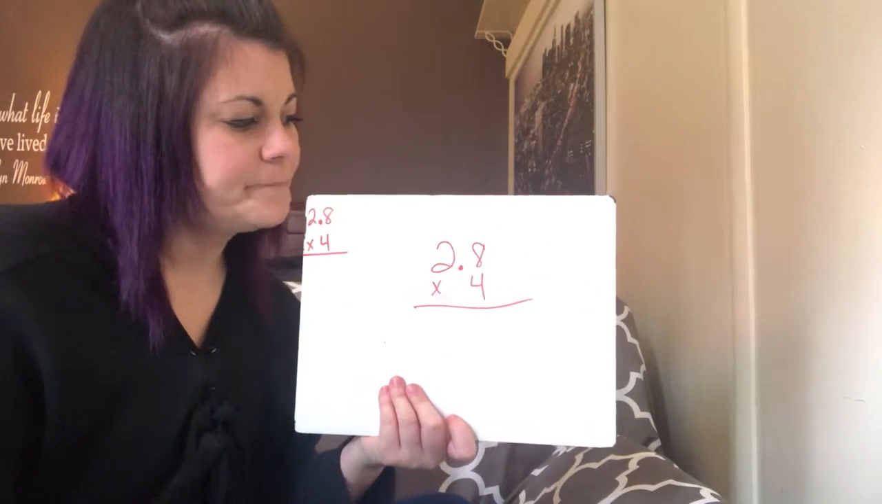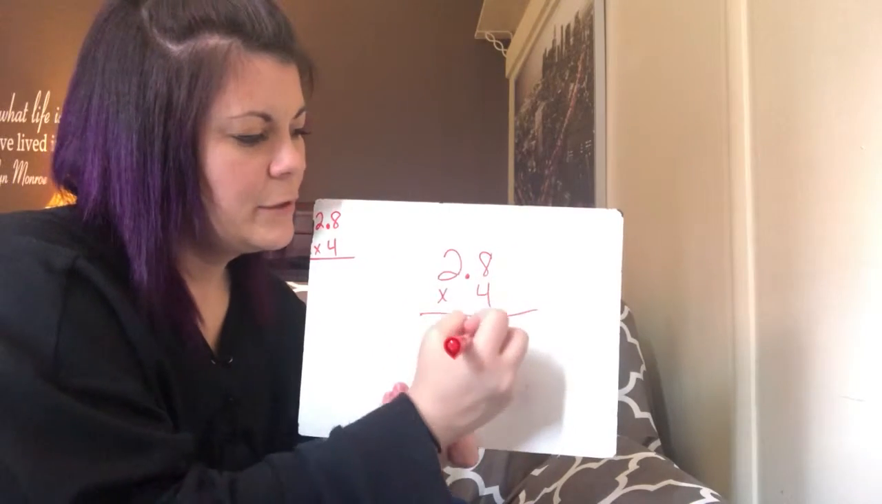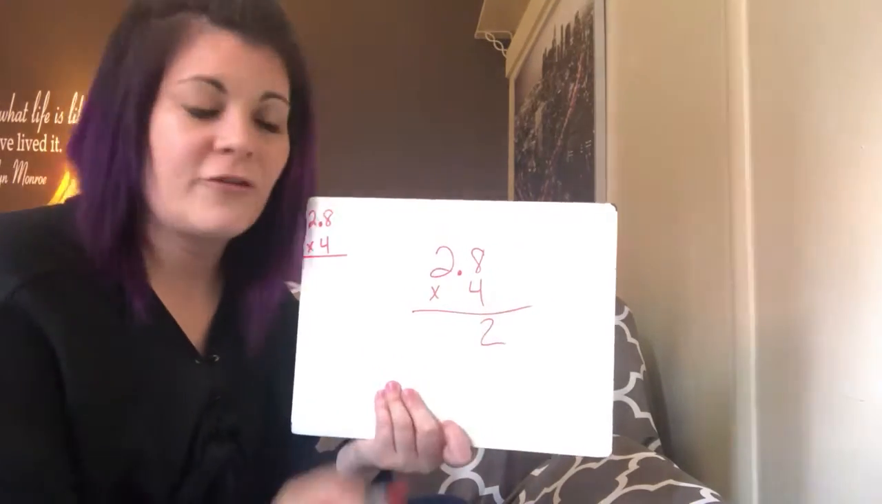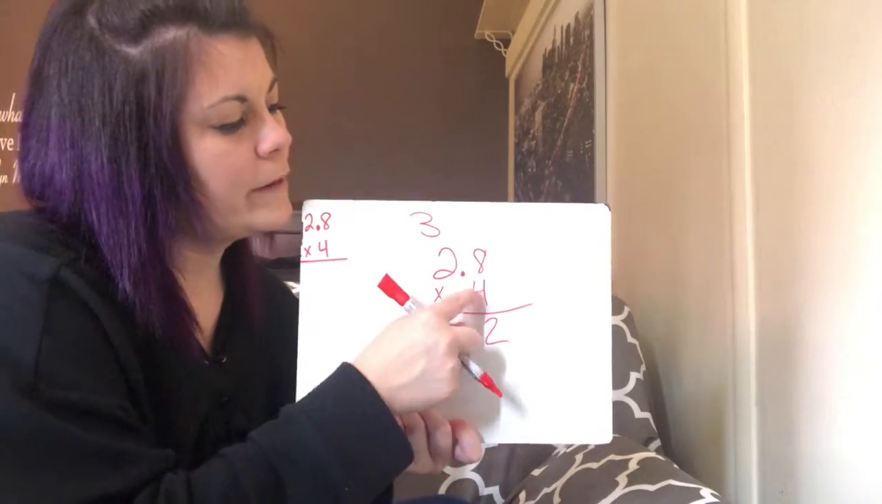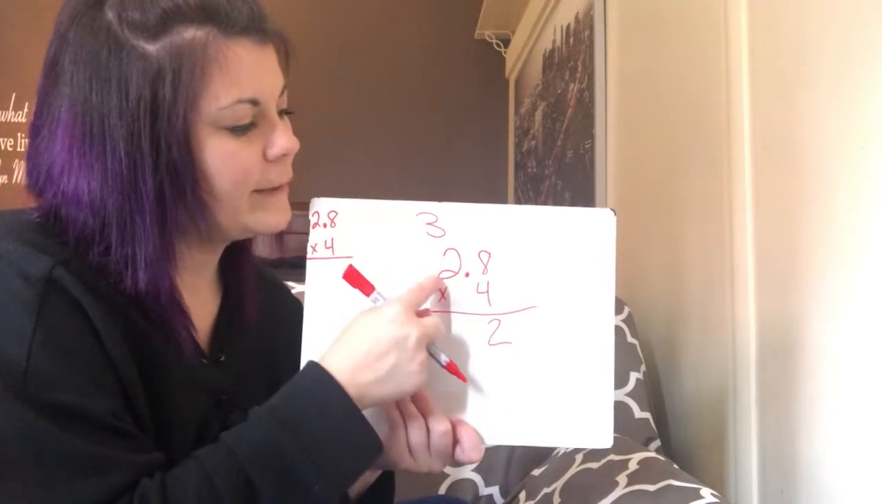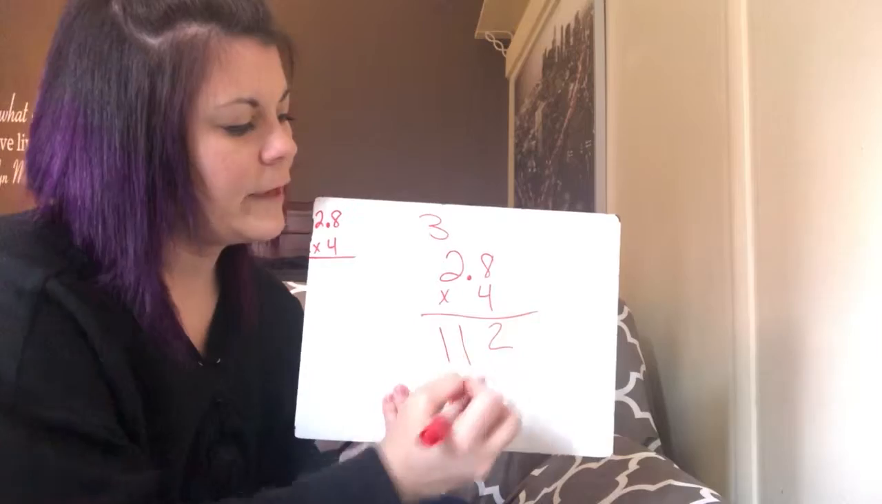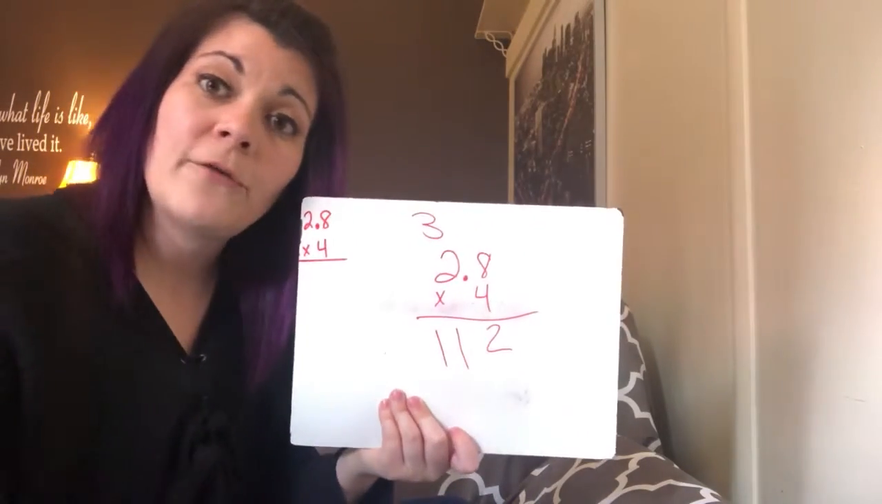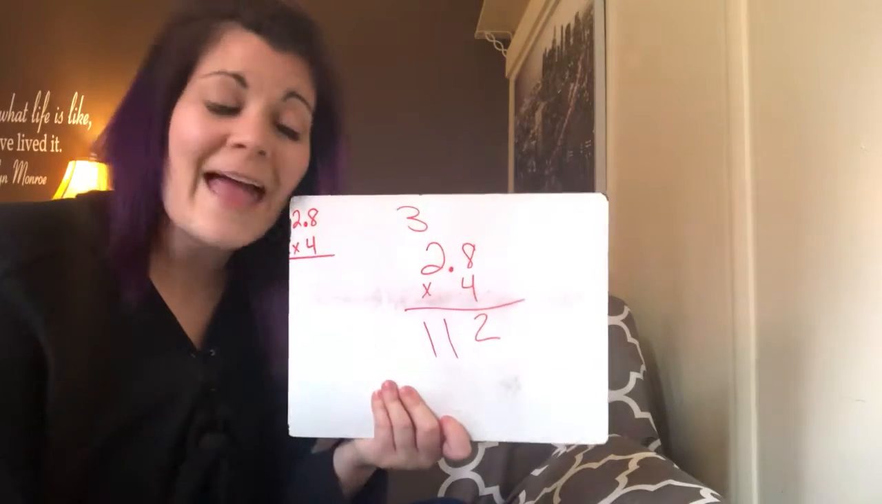28 times 4, what you're going to do is 4 times 8, which is 32, so you write the 2 and carry the 3, because we still have stuff to multiply. 4 times 2 is 8. 8 plus 3 is 11, okay? So we have 112, but that's not really true because it's not 28, it's 2 and 8/10.